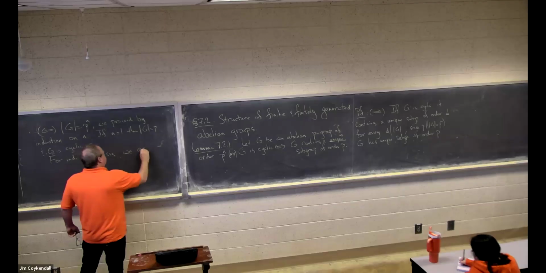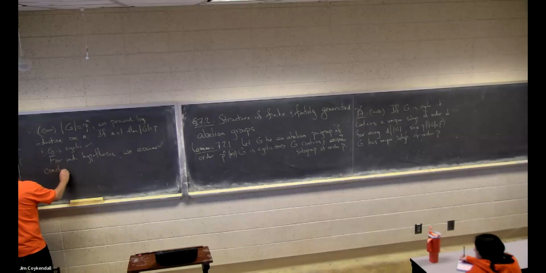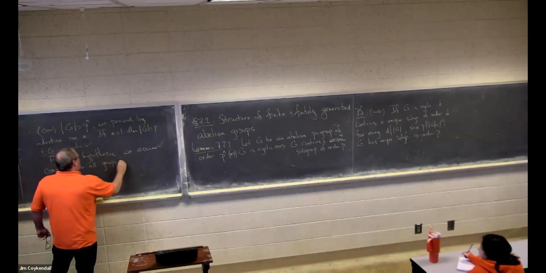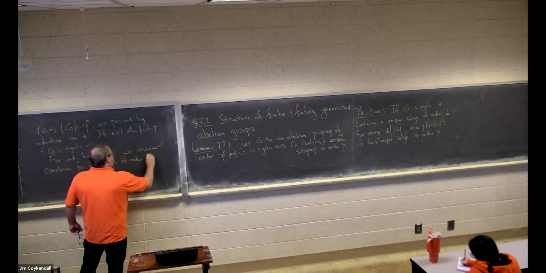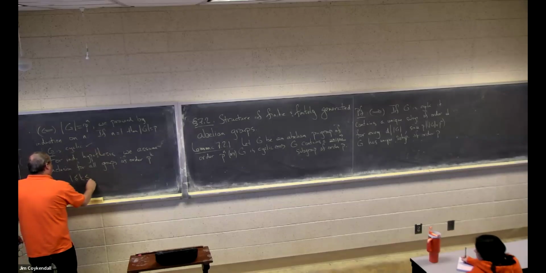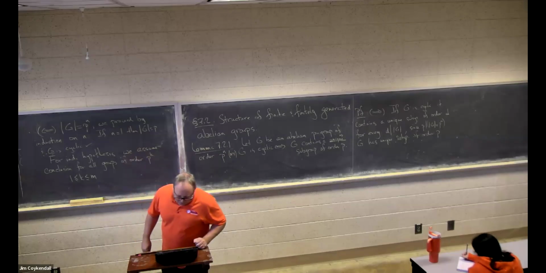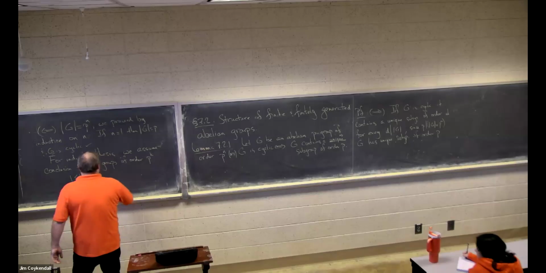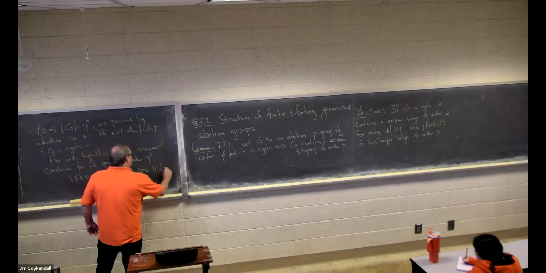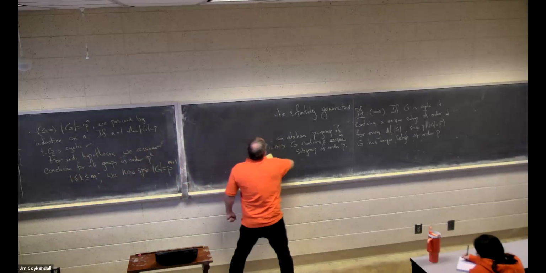We assume the conclusion for all groups of order p to the k, for all k between 1 and n, and now suppose that the order of G is p to the n plus 1. Okay.